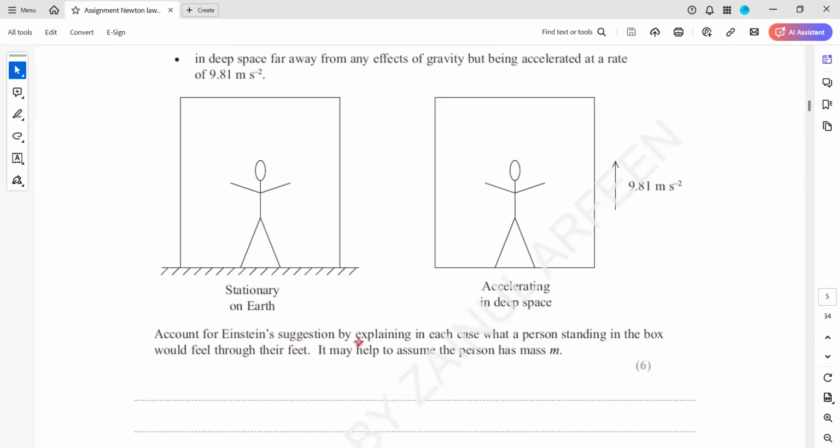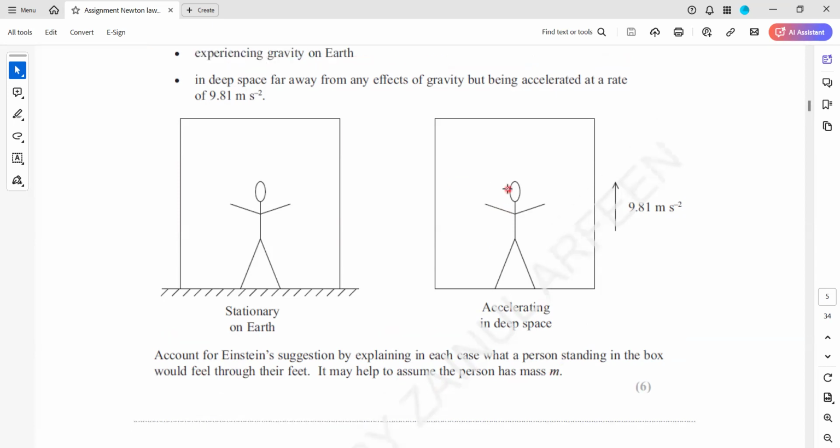Account for Einstein's suggestion by explaining, in each case, what a person standing in the box would feel through their feet. It may help you to assume that the person has a mass m. First, the person who is stationary on the ground: what is the resultant force on this person? A person stationary on the earth, what should be the resultant force? 0. The resultant force should be 0. Forces will be there, but the resultant force is 0.